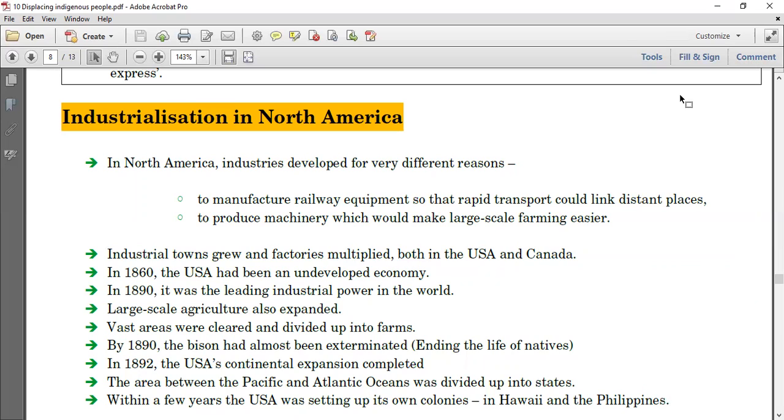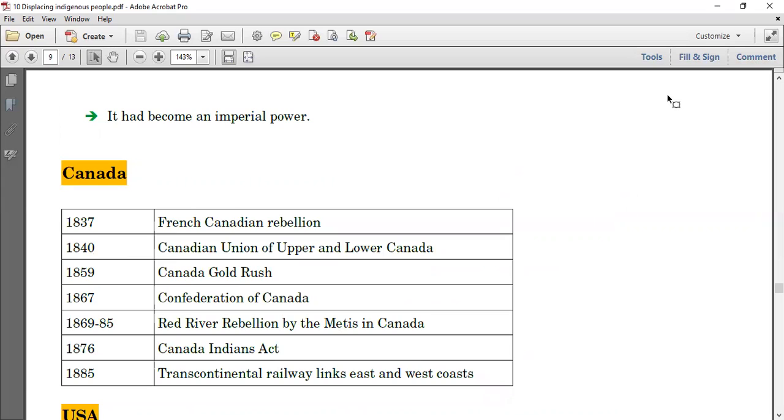Large-scale agriculture also expanded. Vast areas were cleared and divided up into farms. By 1890, the bison had almost been exterminated, and in 1892, the USA's continental expansion was completed. The area between the Pacific and Atlantic Oceans was now divided up into states. And within a few years, the USA was setting up its own colonies. That means American people were now living in Hawaii and the Philippines, and it then became an imperial power.